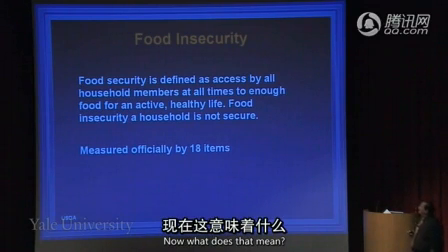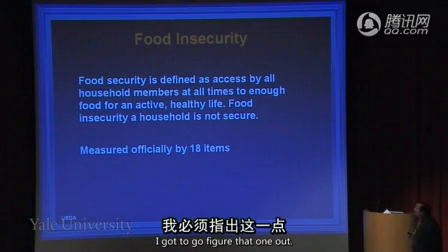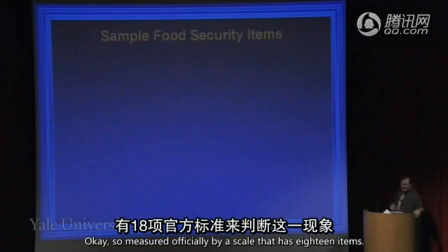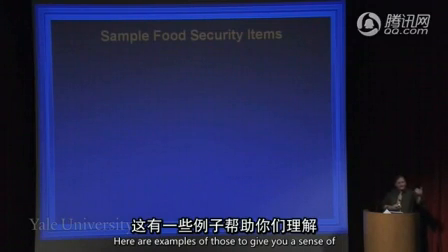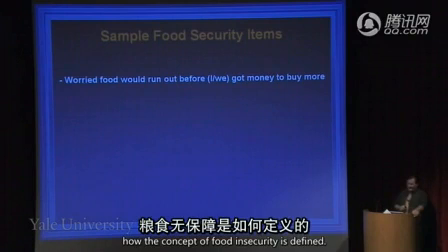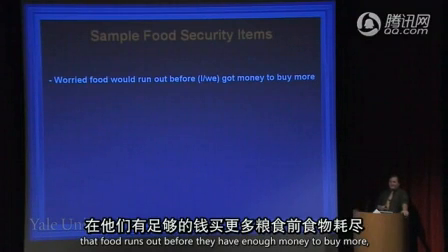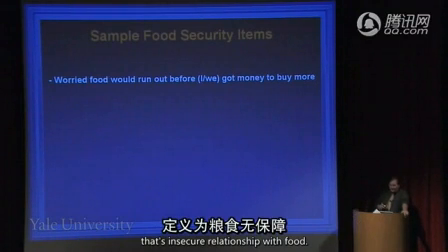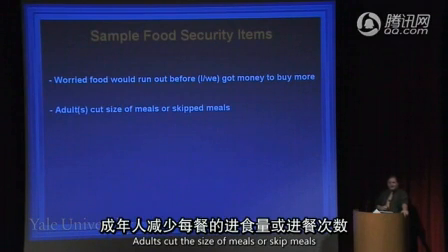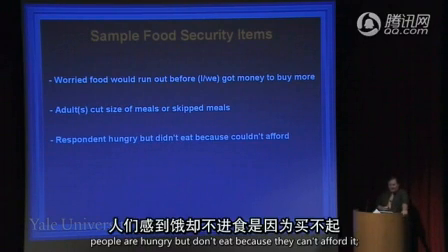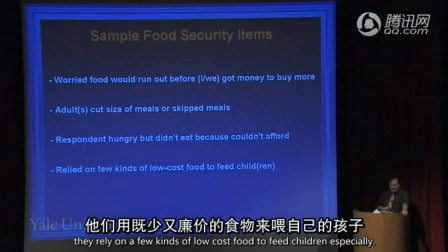Food insecurity, household is not severe. Now, what does that mean? I've got to go figure that one out. Okay, so it's measured officially by a scale that has 18 items. Here are examples of those to give you a sense of how the concept of food insecurity is defined. If people are worried that food runs out before they have enough money to buy more, that's an insecure relationship with food. Adults cut the size of meals or skip meals because they don't have enough food. People are hungry but don't eat because they can't afford it. They rely on a few kinds of low-cost food to feed children especially.